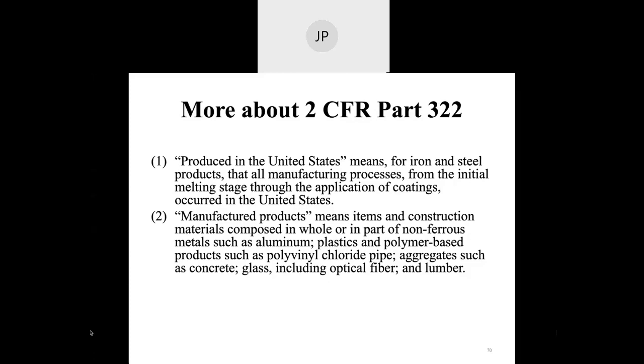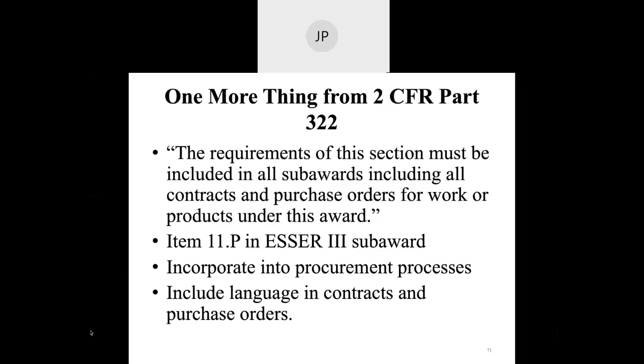Next slide. Because the regulations require us to include this in all subawards and also in contracts and purchase orders. Likewise, you must include the language in contracts and purchase orders for work or products under the ESSER 3 subaward. This will be item 11P in your subgrant, and you need to update your procurement policies and processes to ensure a domestic preference, and it is a preference, just your process for how you're going to ensure that you're doing that.